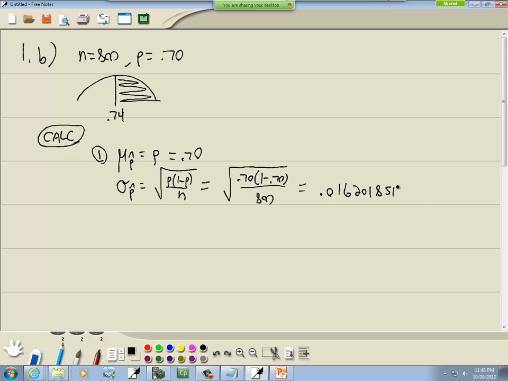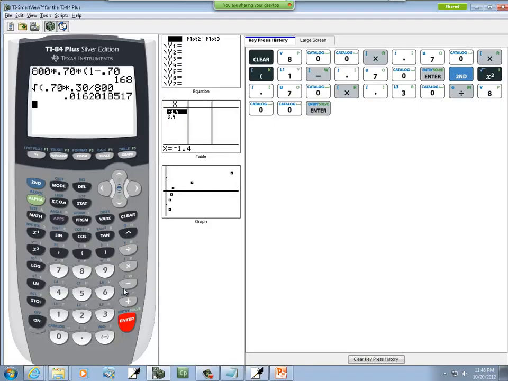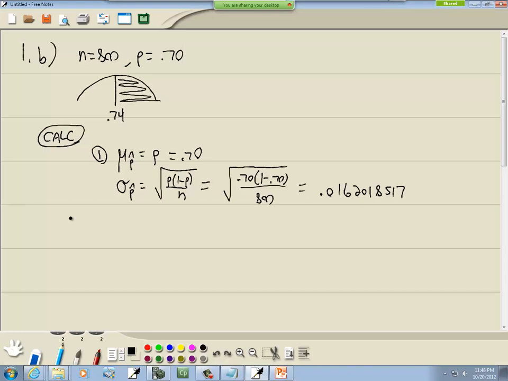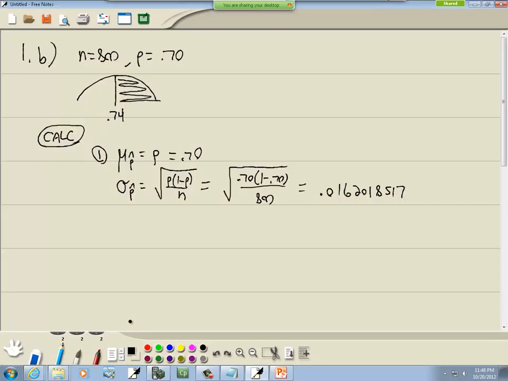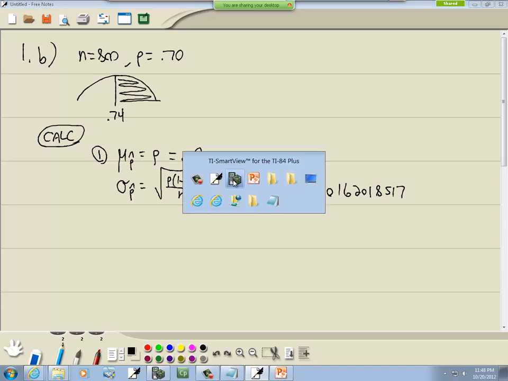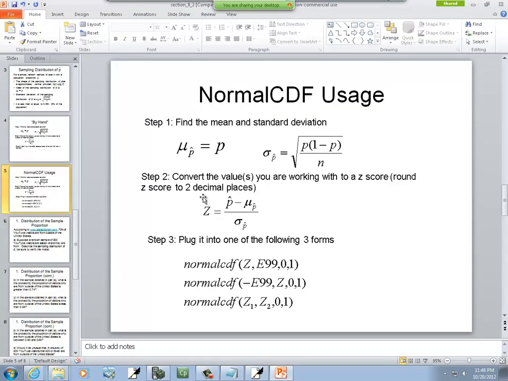8517. Now I'm going to store that off because I'm going to use that over and over. So I'm going to press my store button, and I'll put it into, what do I put it into? It's sigma, so I guess I'll put it into S. So I do alpha ln to get the S and press enter. Okay. Now I'll probably write that down on every problem just because I want to show the full steps.